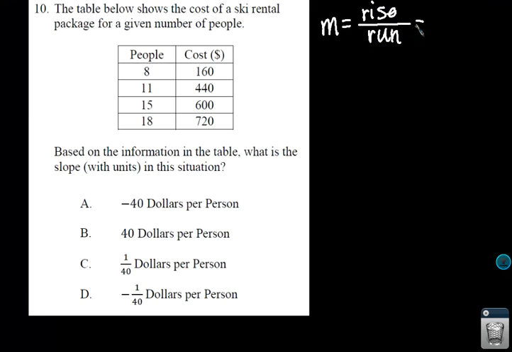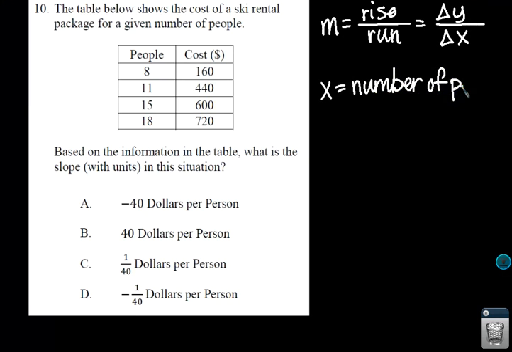And rise is the same thing as the change in what? Y. So the change in Y over the change in X. So what's the Y and what's the X in this situation? What's the independent variable? The number of people going, right? Because the cost will depend on the number of people. Therefore, Y is the cost, and that's measured in dollars. So we have X equals the number of people, Y equals the cost in dollars.